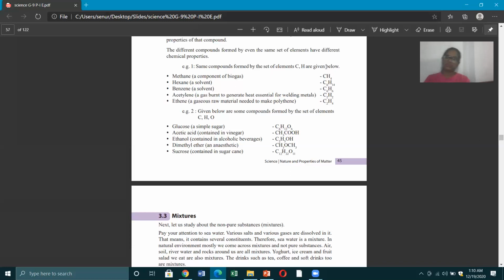So the ratios are different. So because of that, the chemical properties are also different. That is why they have written here very clearly, crystal clear, children: the different compounds formed by even the same set of elements have different chemical properties.